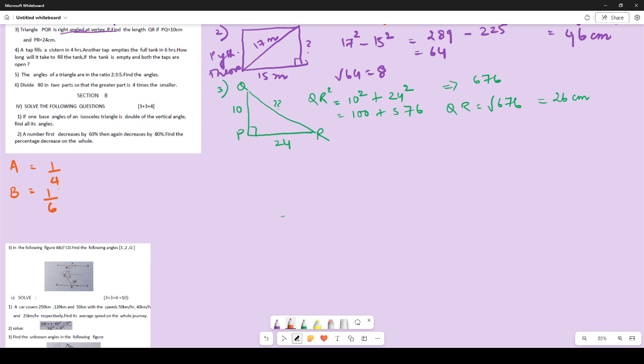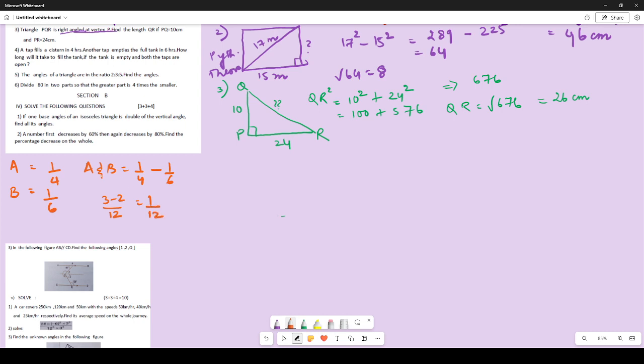Now what many of you did was you added it up, but it will not be added because this is putting in the water and this is emptying the water. So the work rate of A and B will be equal to 1 by 4 minus 1 by 6. You get that? Because what A is doing, B is undoing it. So now what do you get over here? The LCM is 12. 3 minus 2 is equal to 1 by 12.